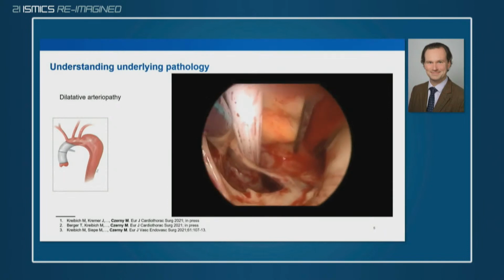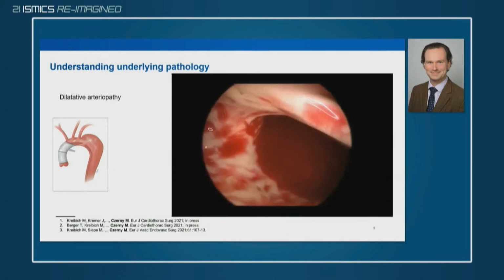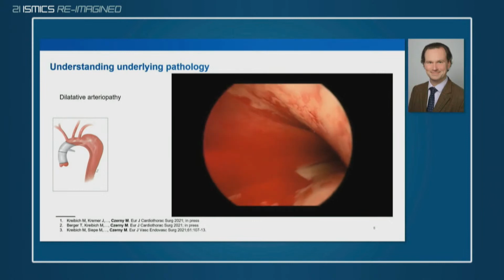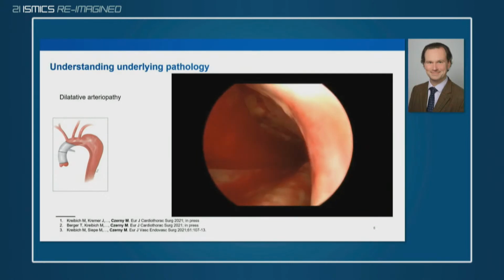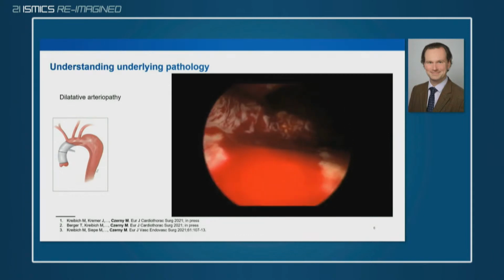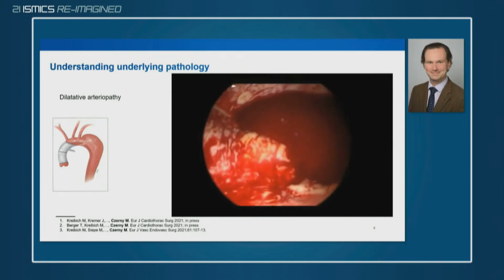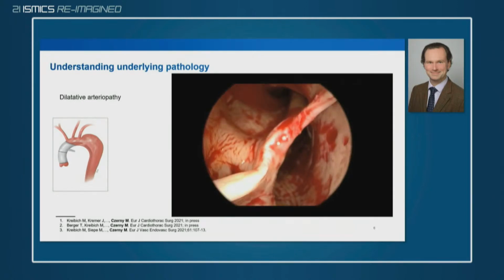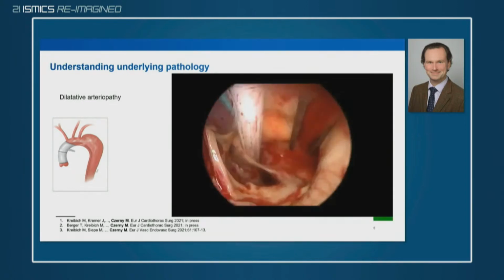Another aortoscopy of a patient with aneurysmal formation on the basis of a chronic aortic dissection after previous type A repair, a very smooth intimal surface, so no remaining risk of embolization here, irrespective of what treatment modality you are choosing.